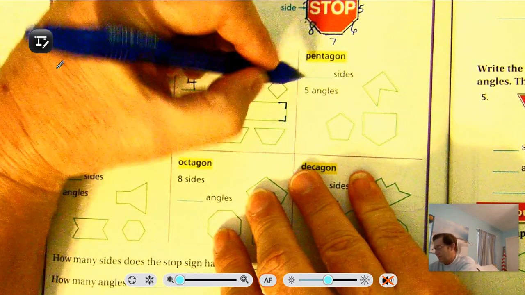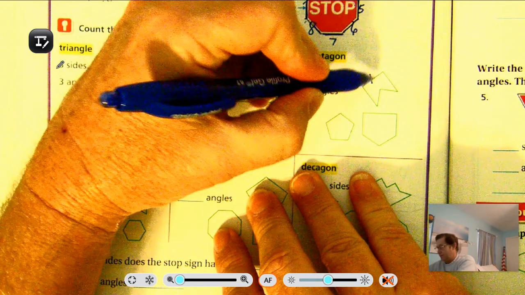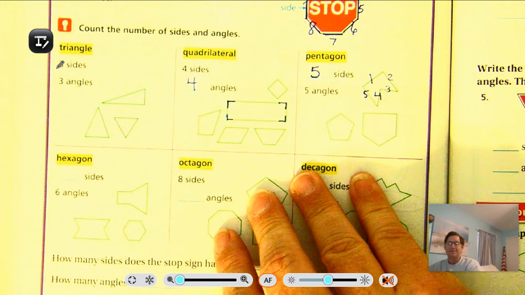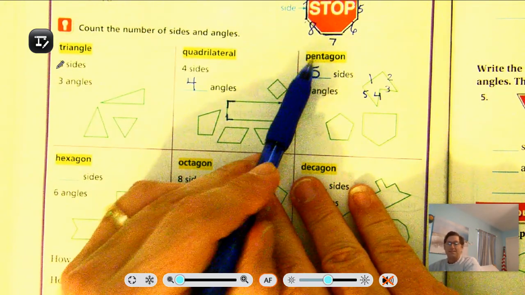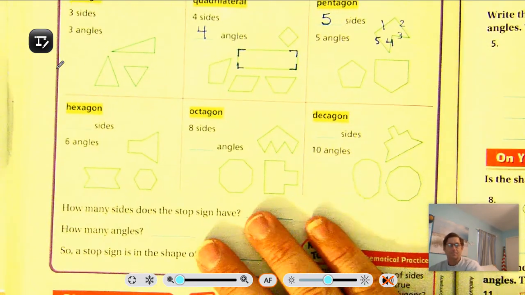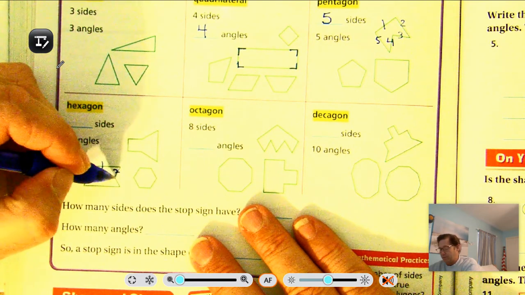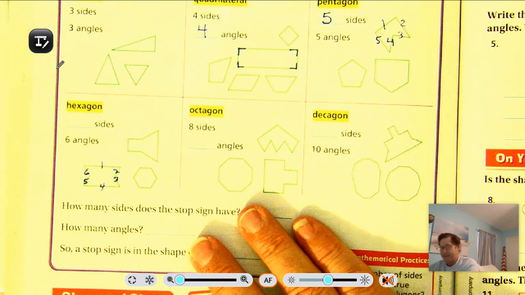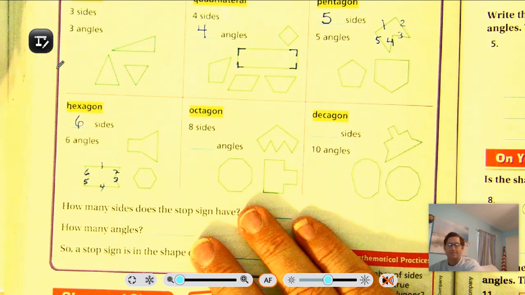Pentagon. A pentagon has 5 sides: 1, 2, 3, 4, 5 sides. It also has 5 angles. Penta means 5, 5 sides. Hexagon. A hexagon has 6 angles: 1, 2, 3, 4, 5, 6, and 6 sides. Hex means 6.